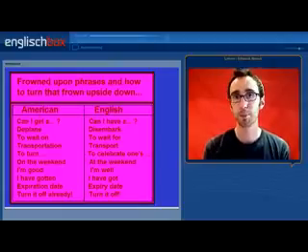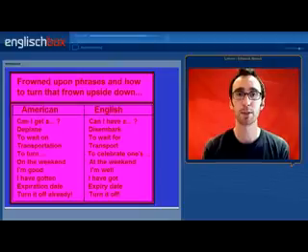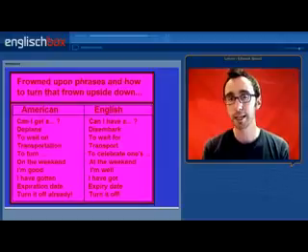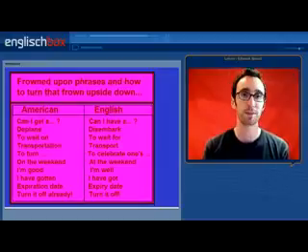Also, the past participle of the verb to get. In America, you say I have gotten, and in England, you say I have got. We say expiry date, and the Americans say expiration date.